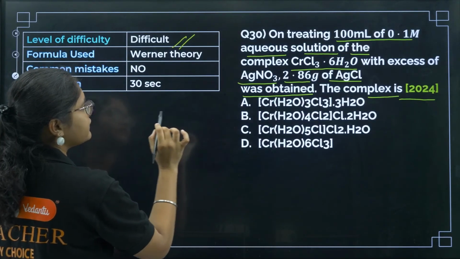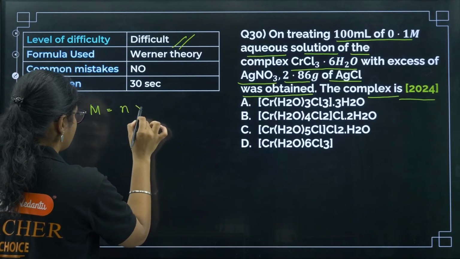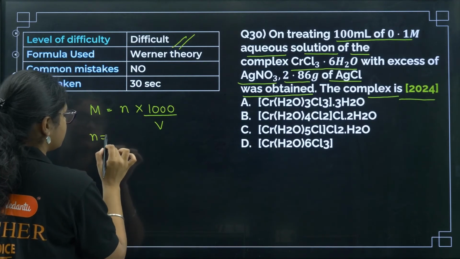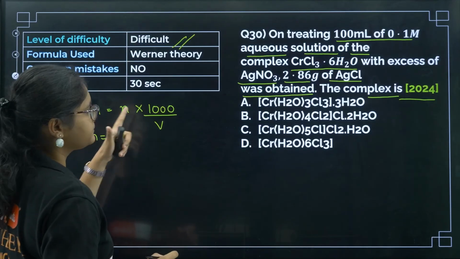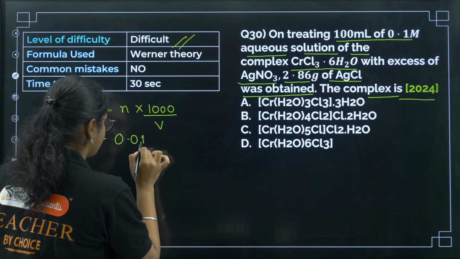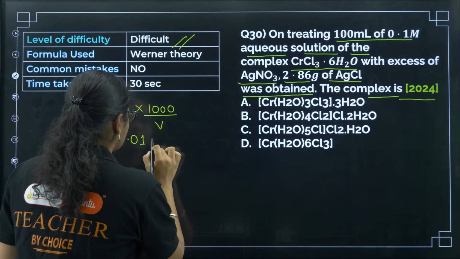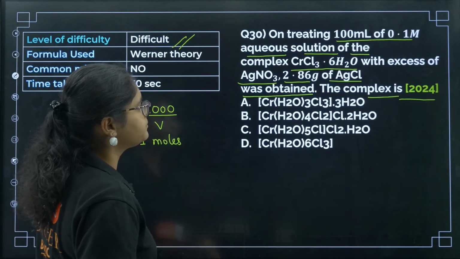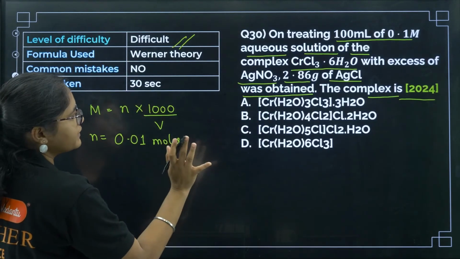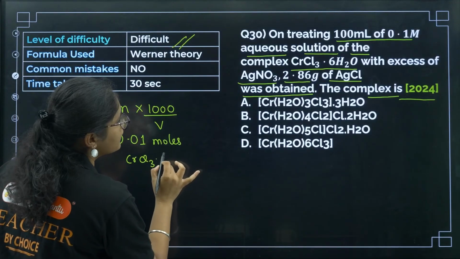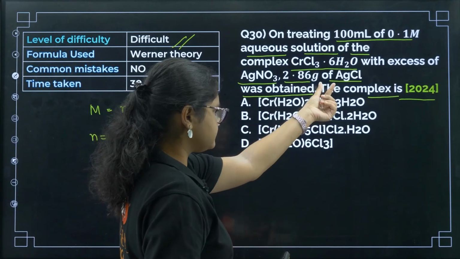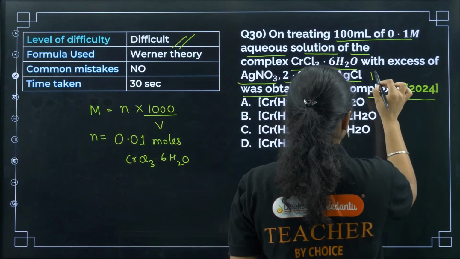First, molarity is equal to number of moles into 1000 divided by volume. So the number of moles will be 0.1 divided by 1000 by 100, so that is 0.01. This many moles I have. Now this is treated with excess of AgNO3. We don't know the formula of this complex; we have CrCl3.6H2O, and 0.01 moles are there.